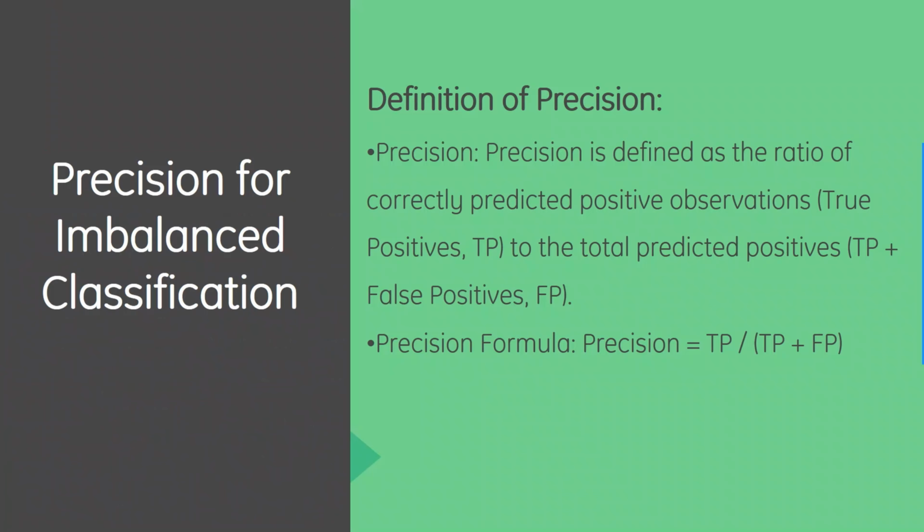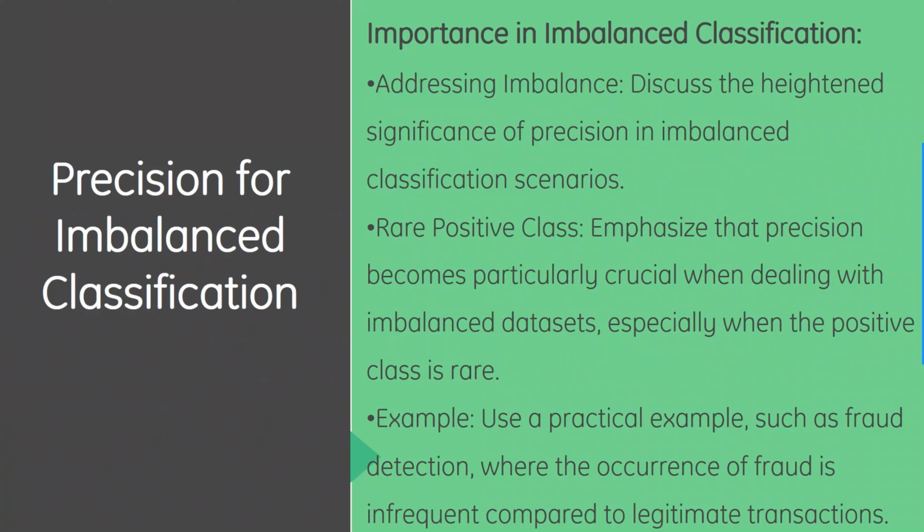Next, we have precision for imbalanced classification. What is precision for imbalanced classification? Before that, what is precision? We already know the formula. Precision is defined as the ratio of correctly predicted positive observations, which is true positives, to the total predicted positives, true positives plus false positives. So the formula being TP, which is true positives, divided by true positives plus false positives.